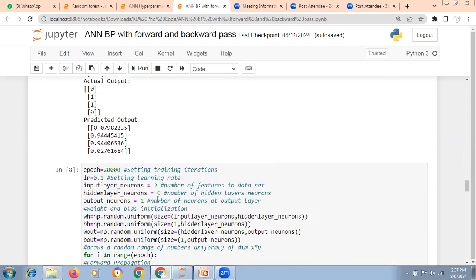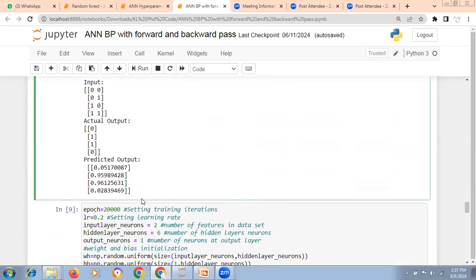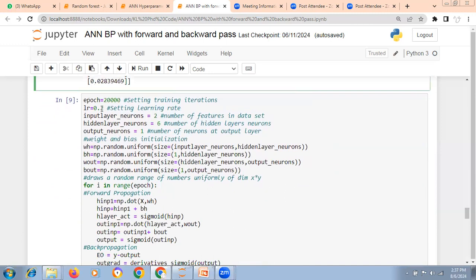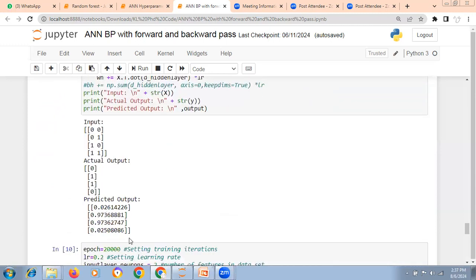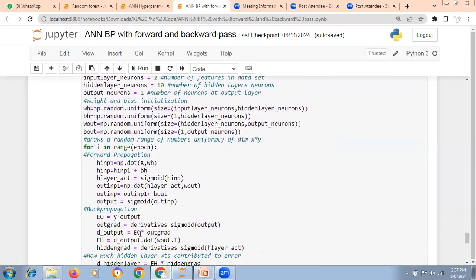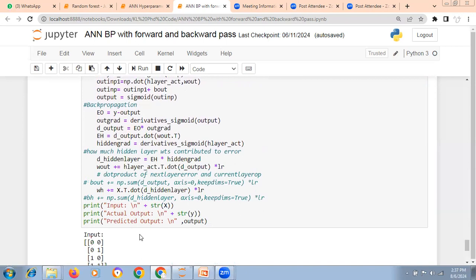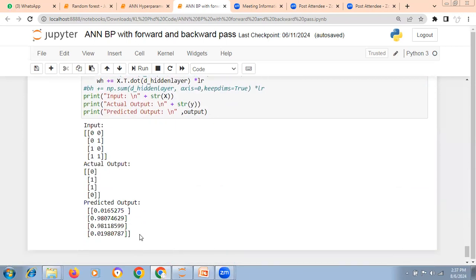Now in the next cell, I'm changing the number of hidden neurons to 6. Then what output do you see here? An excellent output in which the first and last values are near to 0 and the middle two values are near to 1. Now I am changing the learning rate to 0.2. Then you can observe a very good change in the output. So like this, you should update your parameters and see what is the change in the output.